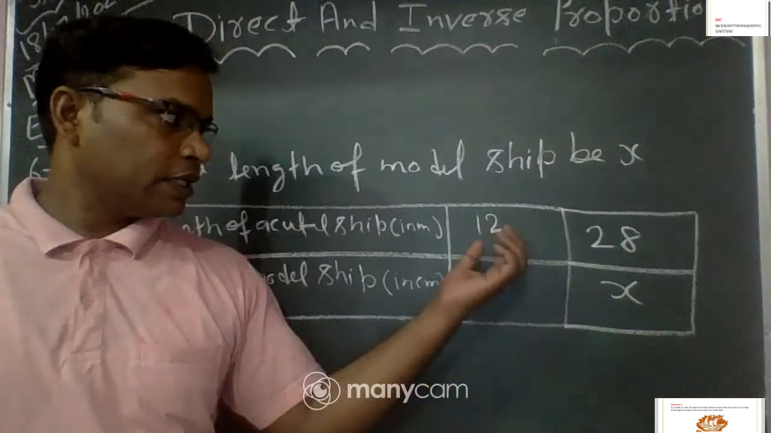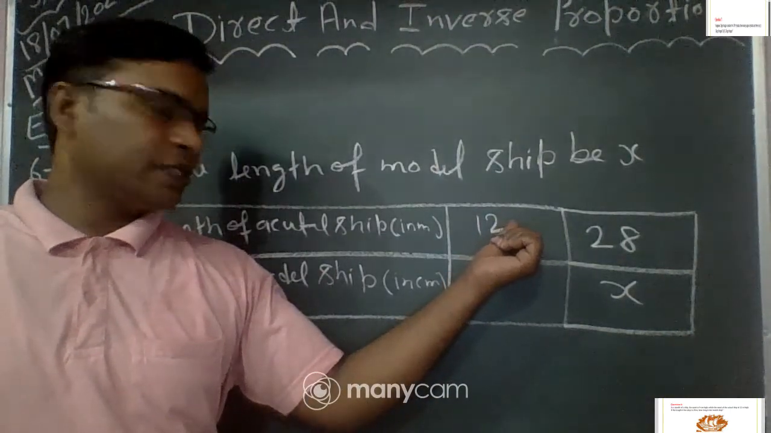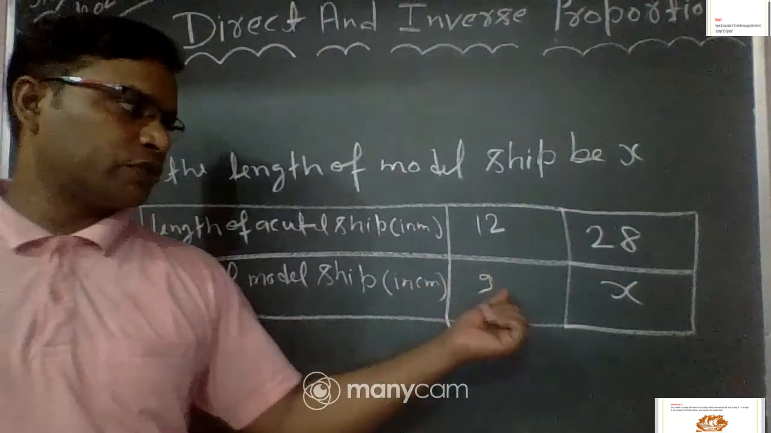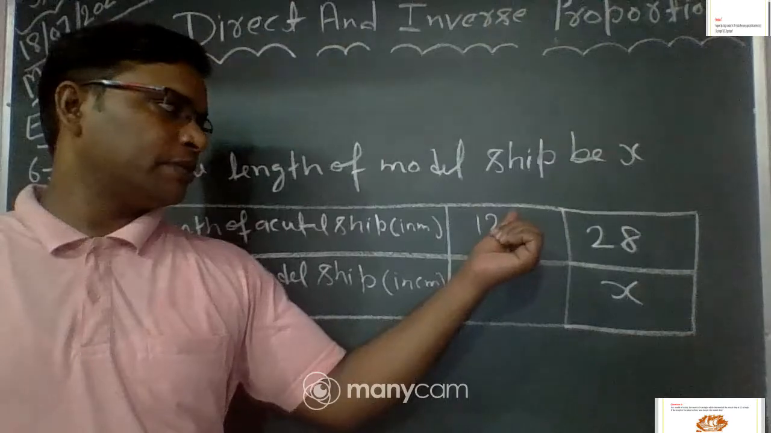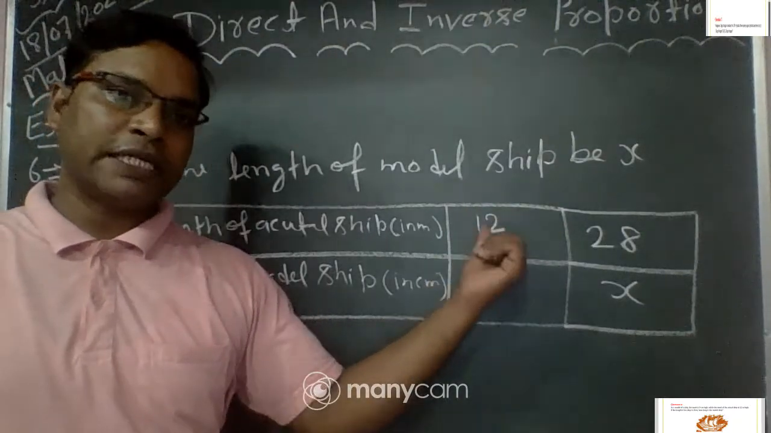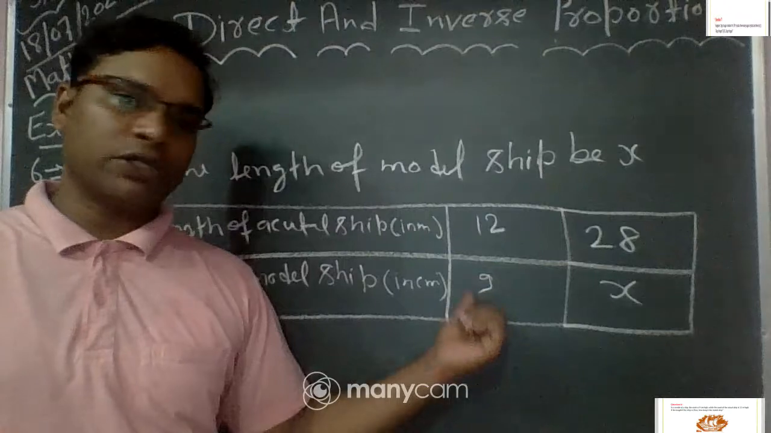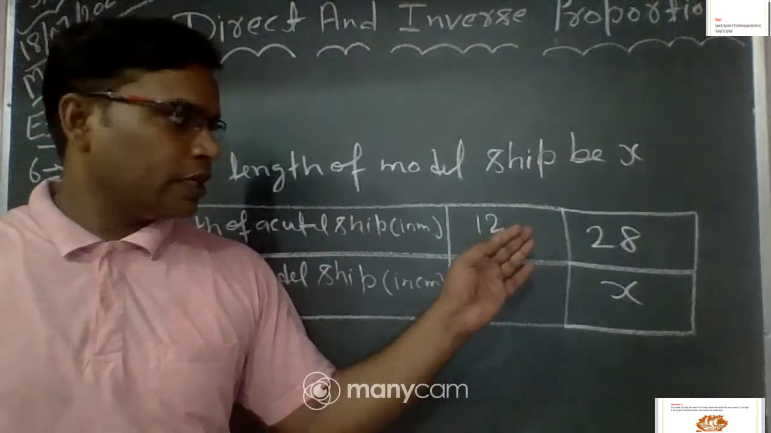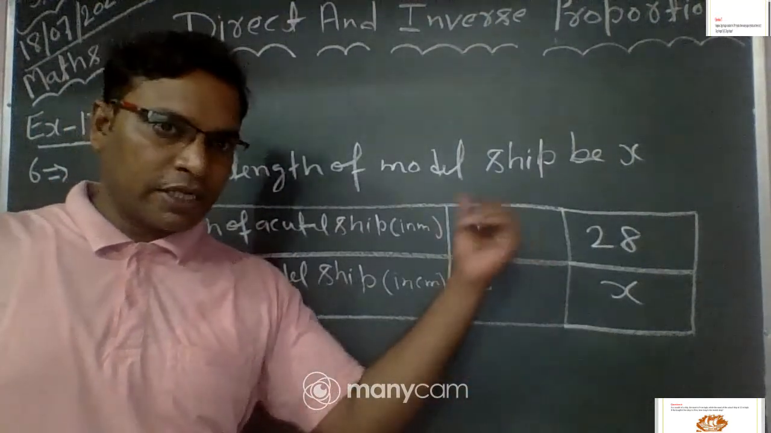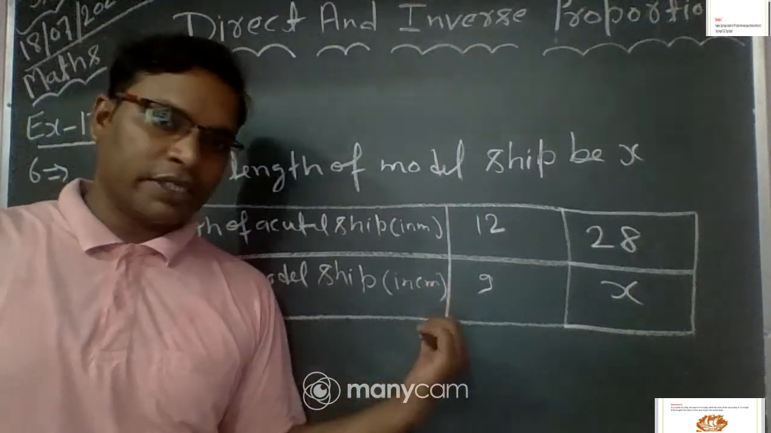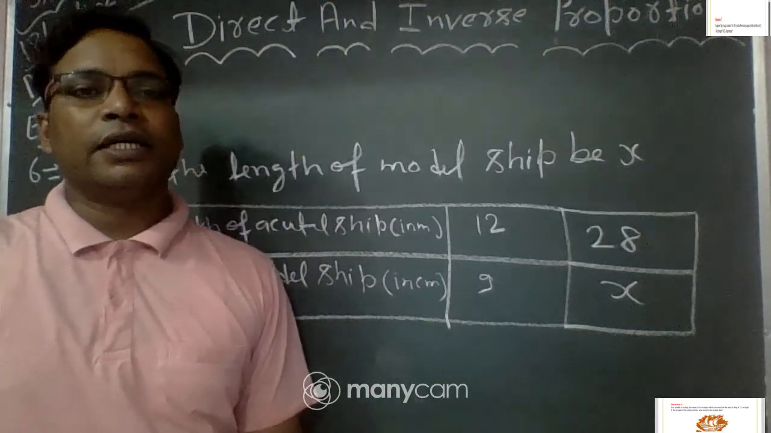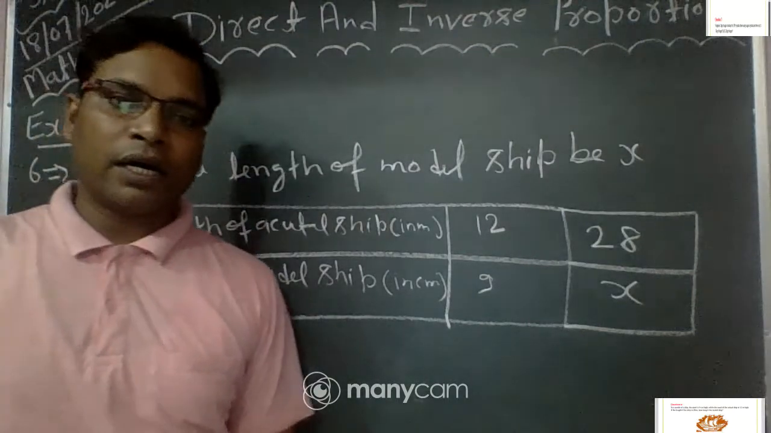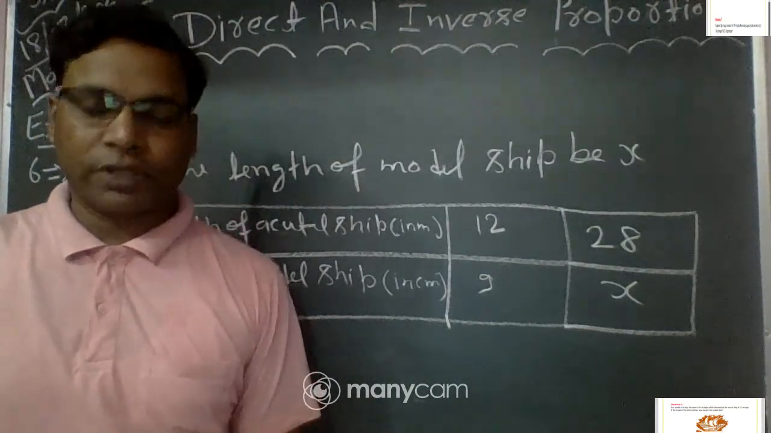So you can see here, if the actual length of the ship is increased, then the length of the model ship is also increased. If the length of the actual ship is decreased, the length of the model ship is also decreased. If one quantity increases, the other quantity also increases. If one decreases, the other also decreases. So you can say the actual length of the ship and the length of the model ship are in direct proportion. Okay.